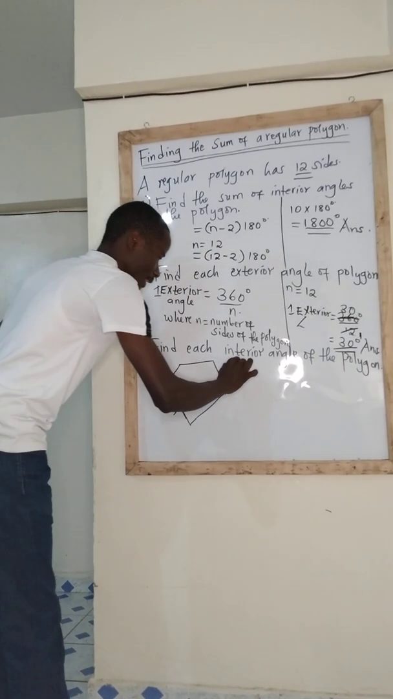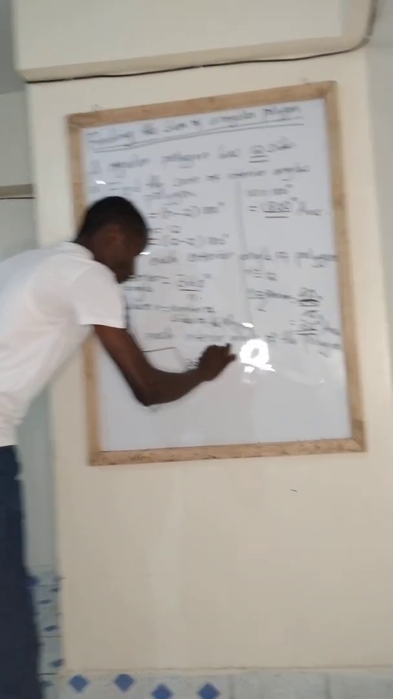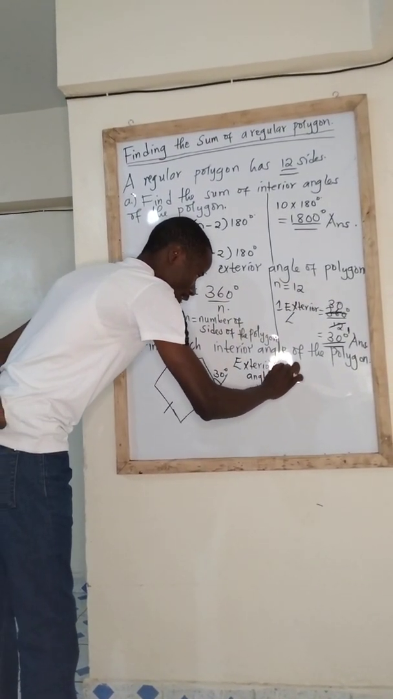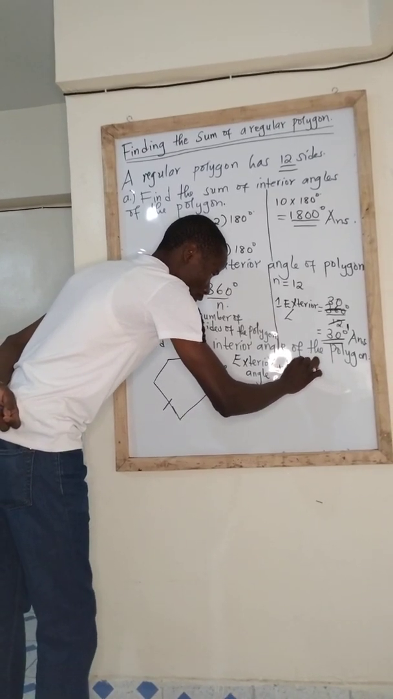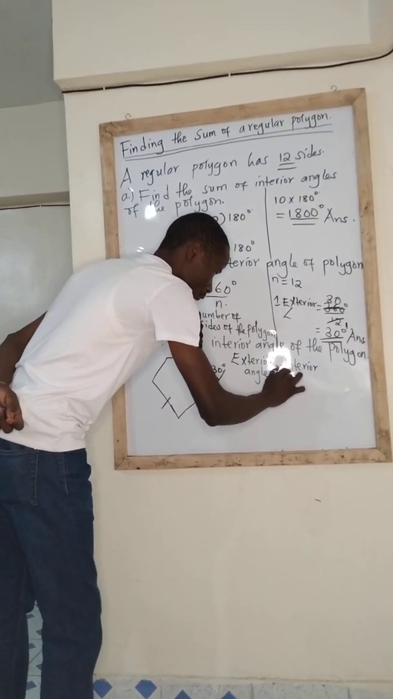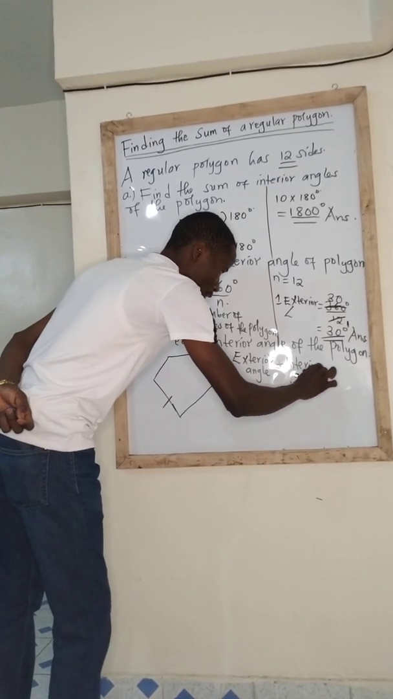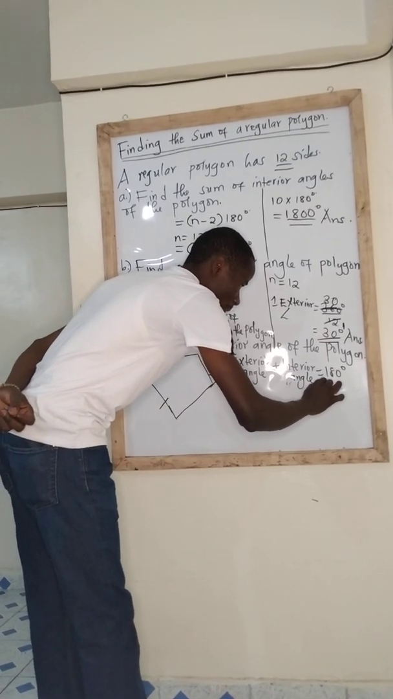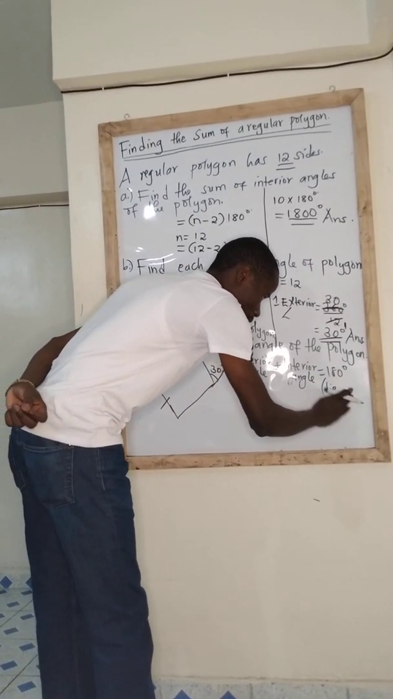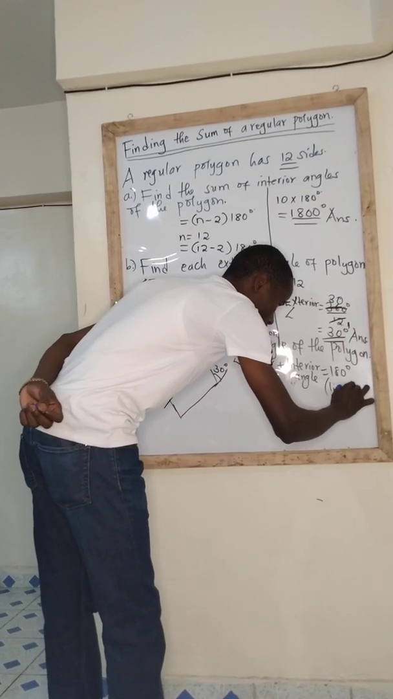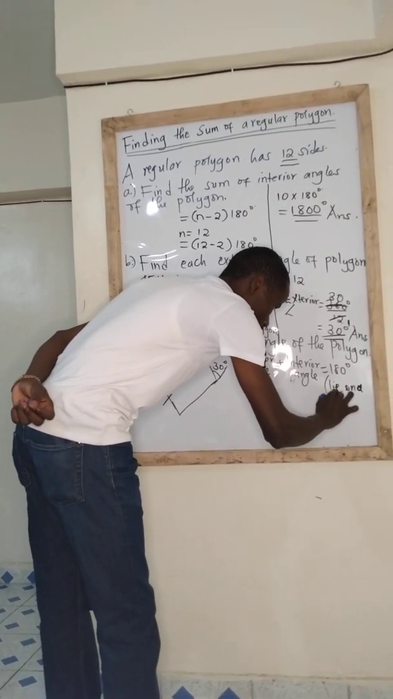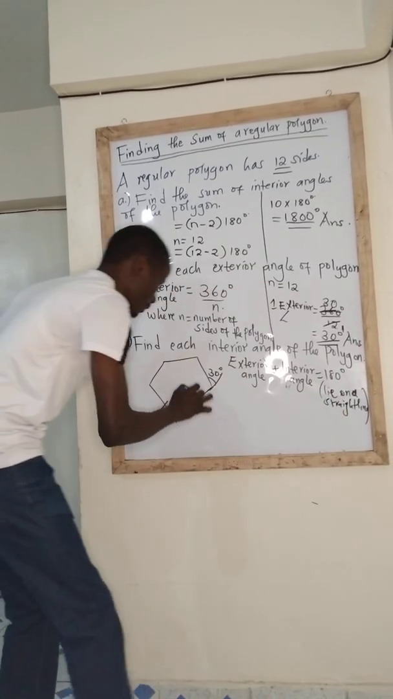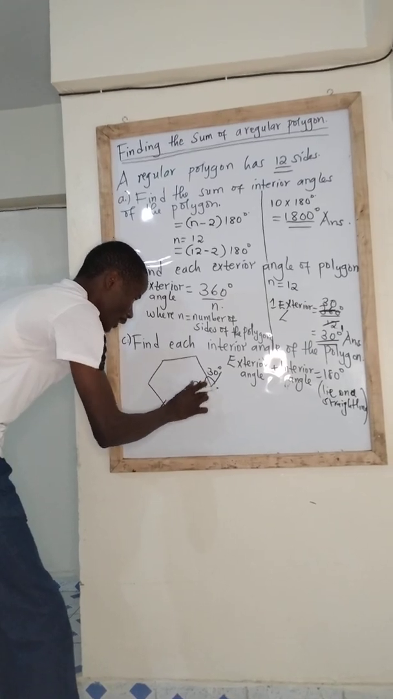What do we know? That exterior angle plus interior angle is equal to 180 degrees. What is the reason? Both of them lie on a straight line. That is the reason, and you can see here. So we are looking for this interior angle.